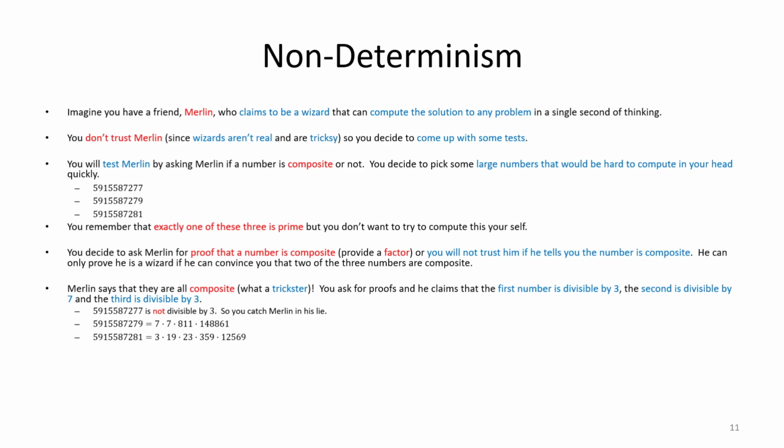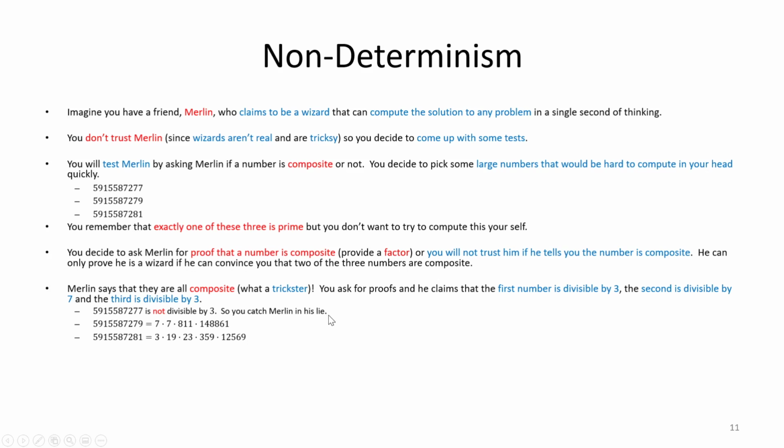We know one of them is prime, because I told you that that's how I generated it. So we know you're lying on one of them, Merlin. So if you think that these are all composite, then prove it to us. Tell us some factors. So he comes back and says, very well, the first number is divisible by 3, the second is divisible by 7, and the third is divisible by 3. He says very confidently. Maybe he doesn't think that we're going to test him. Well, sure enough, we do, and we run the first number through, and we find out that it's not divisible by 3. So we know he's lied to us on this.